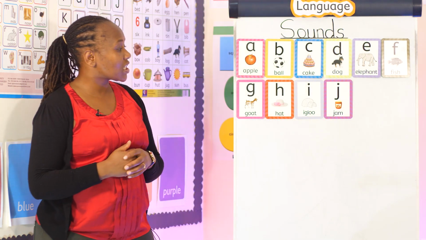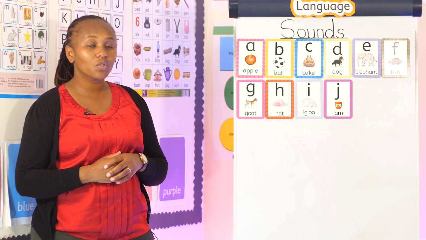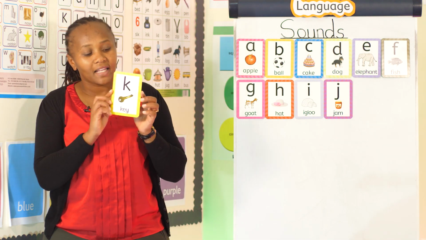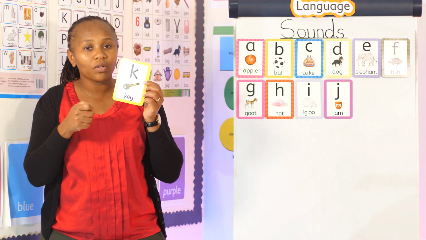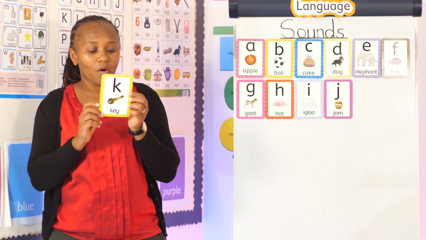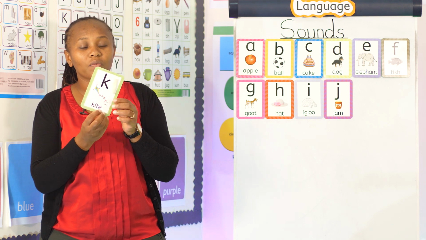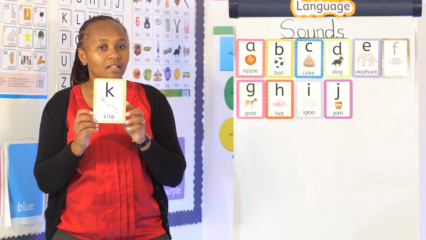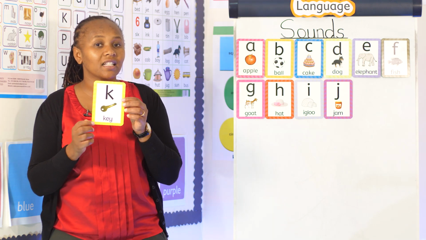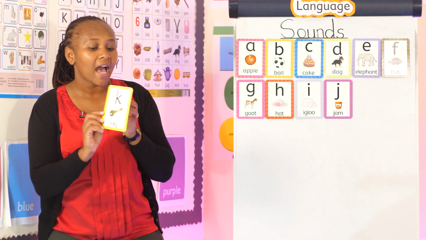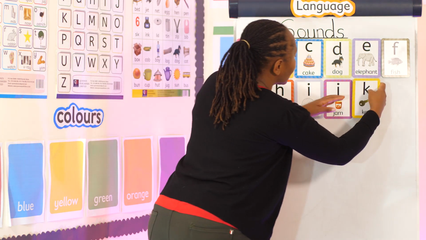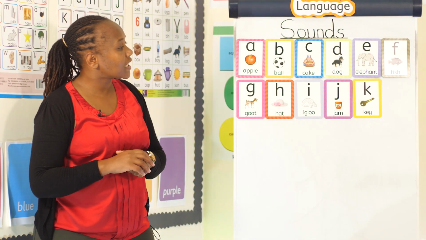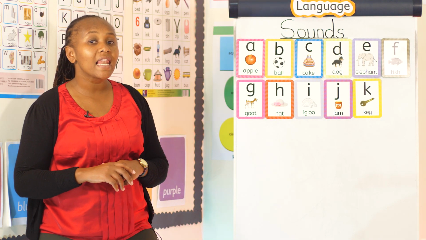Okay. After J, jam, we go to sound K. Sound K. This is K, key. What do we do with the K? We open the house, start the car, and we have K, kite. K, kite. Okay, now this K, we call it kicking K. I'll put my kicking K here. I stick it.